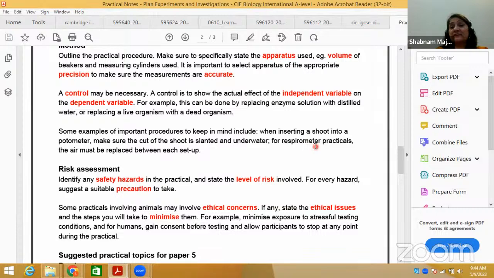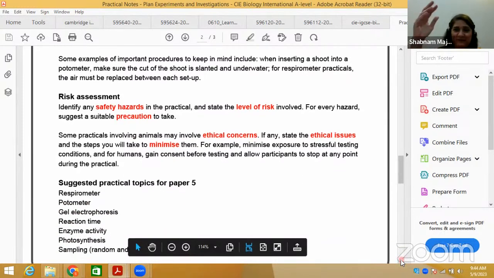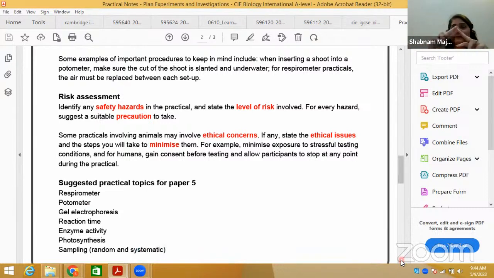For respirometer practicals, the air must be replaced between each setup. You must have seen the latest specimen paper, which is very important: the specimen IGCSE Paper 6 for the 2023 exam, and for 5090 Paper 4 of the O Levels 2023 exam. You may also have solved Feb March papers for the IGCSE, but the specimen papers are more than enough.